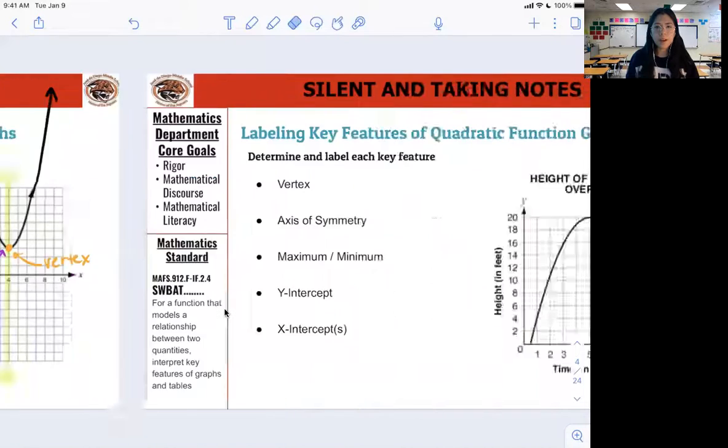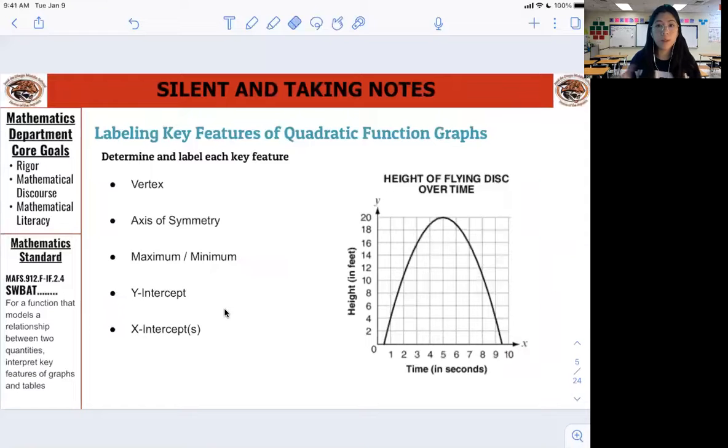Cool. I wanted to do one that is a real world scenario. So here's another parabola, but this time this graph actually represents something in the real world. It's the height of a flying disc over time. But the same questions apply. Take a look. If you have to estimate it, that's okay. But see how many of these you can answer. Go ahead. Take about 2 minutes to get as many answers as you can.